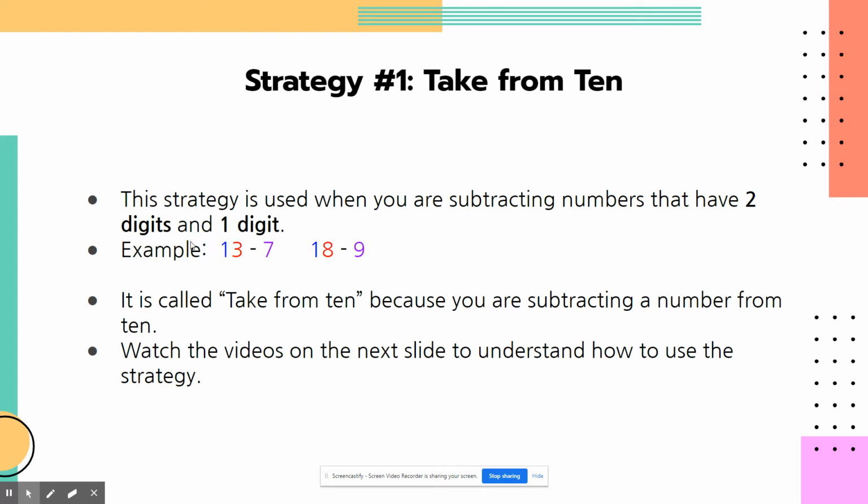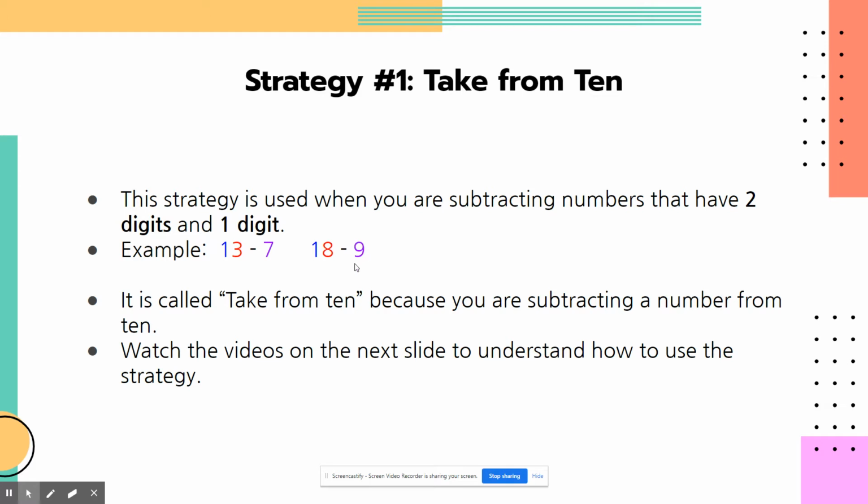For example, you have 13 minus 7. In number 13, you have two digits, digit 1 and digit 3. And then you have only one digit, which is number 7. Here's another example: 18 minus 9. 18 is a number with two digits, digit 1 and digit 8. And then you have only one digit, which is number 9.